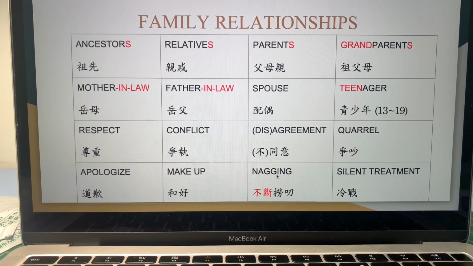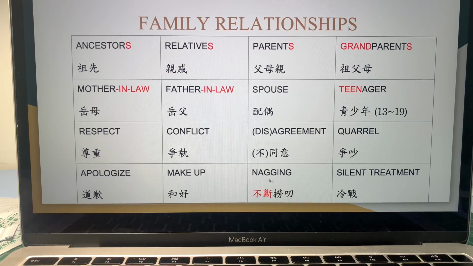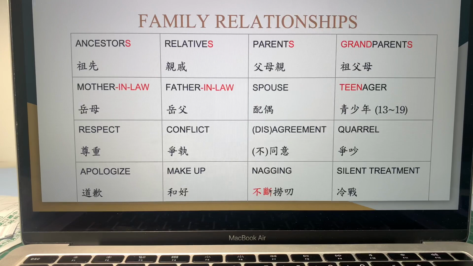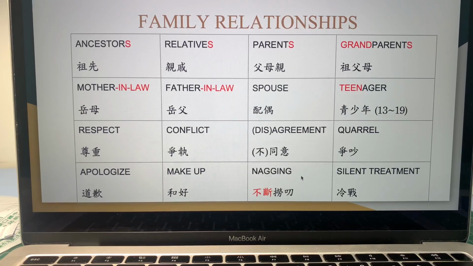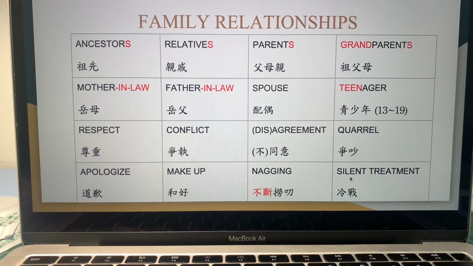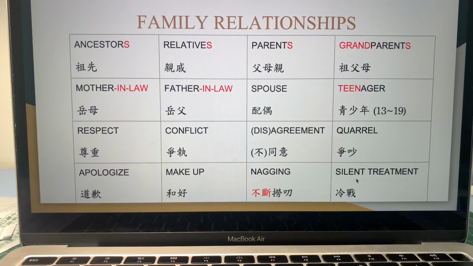But if someone is nagging, always nagging. Nagging means 不断的唠叨, 记得是不断的, 他只持续不断的一直烦你, 一直弄你. Nagging. Then maybe you will have a silent treatment. 冷战, 你对他不理不睬, 你都不理他, 冷战, silent treatment.